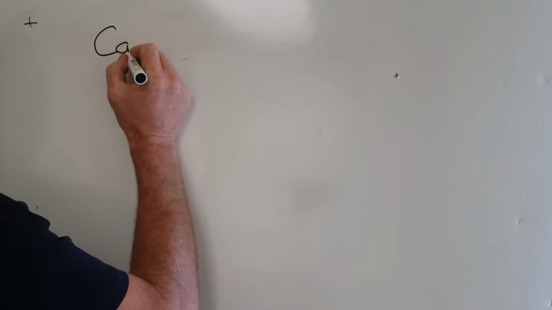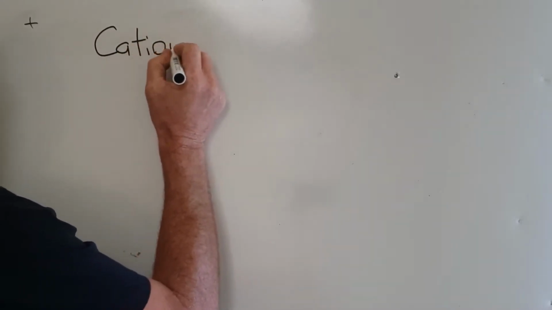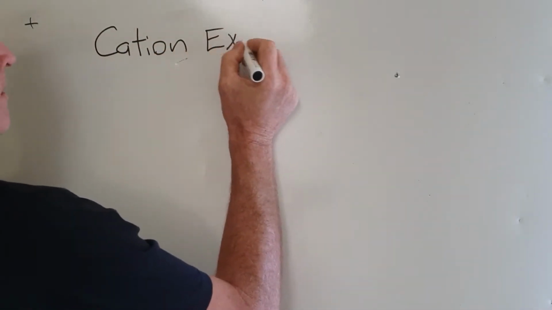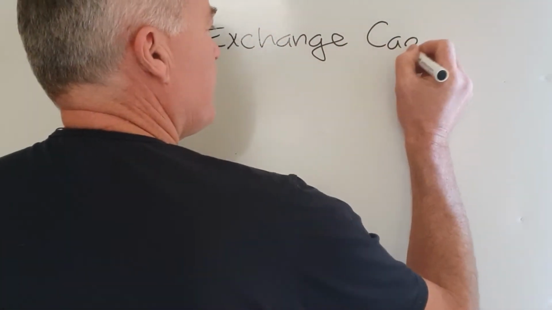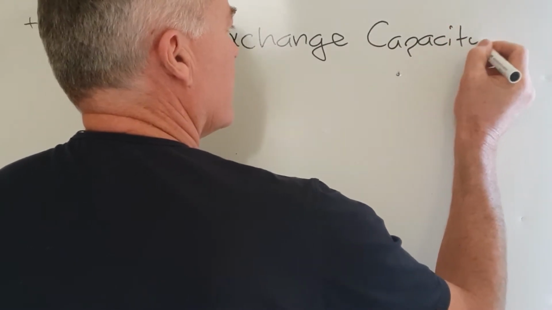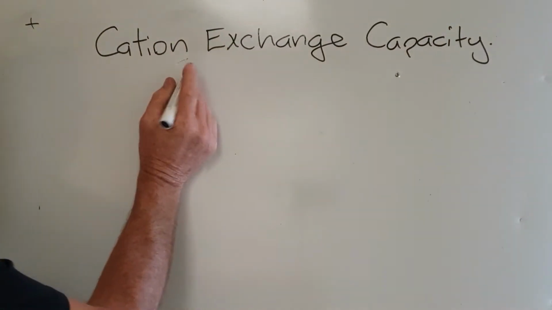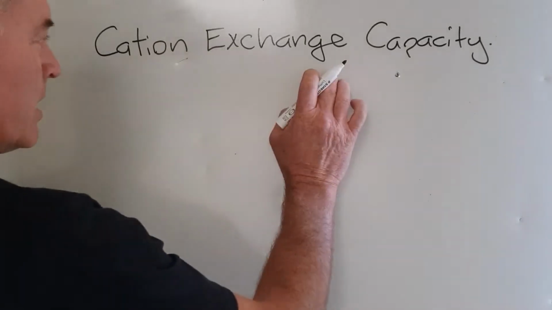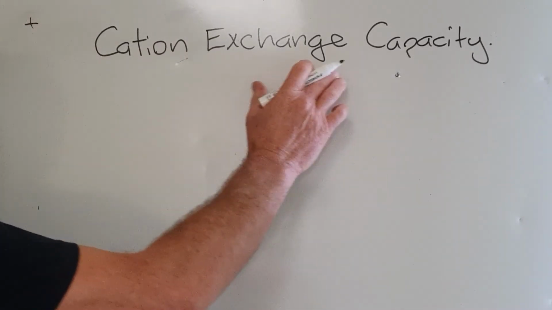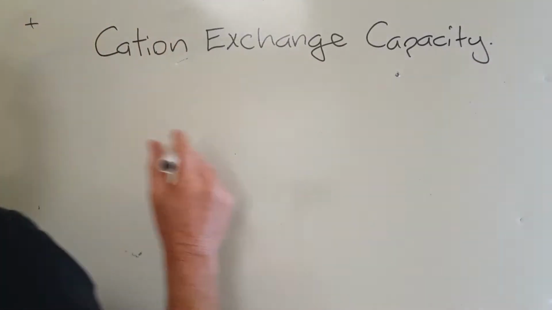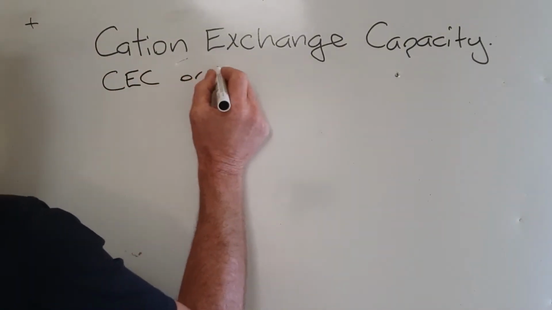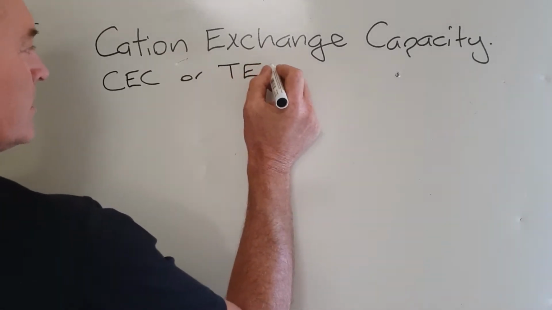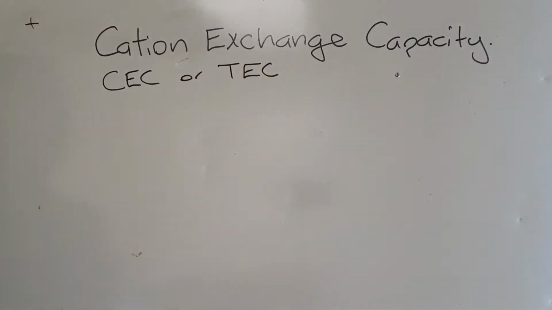Okay guys, today we're going to be talking about the cation exchange capacity. Cation, positively charged minerals; exchange, the ability to be exchanged into soil nutrient; and the capacity. Stated as CEC or TEC, total exchange capacity or cation exchange capacity.